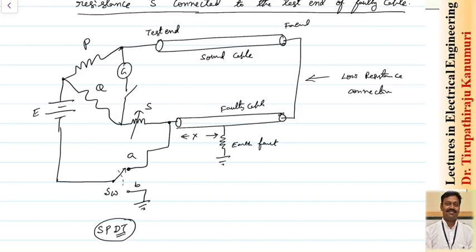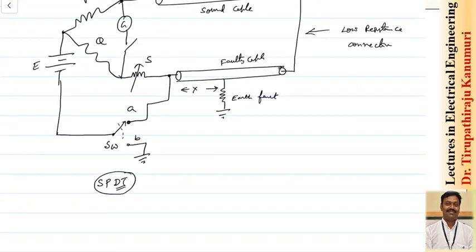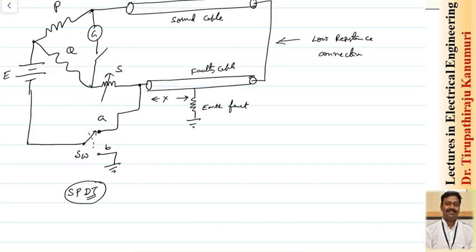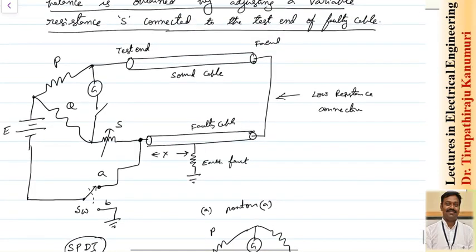Now let us see how to make the calculations. Initially we will connect to position A. When SW is connected to position A, I am drawing the equivalent circuit. Taking position A, you will get your circuit like this. This is P. This is my value of Q. There is a galvanometer connected. The resistance of the cable up to this junction, let us take this value of the resistance.